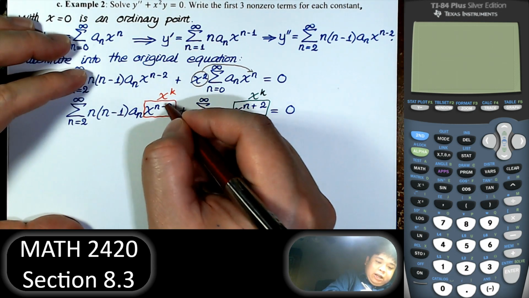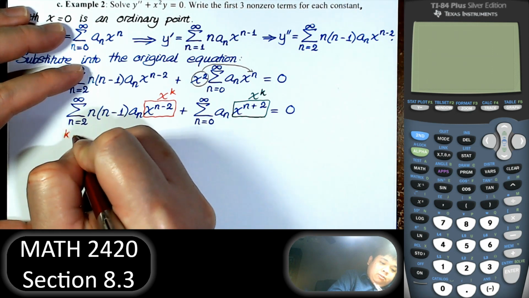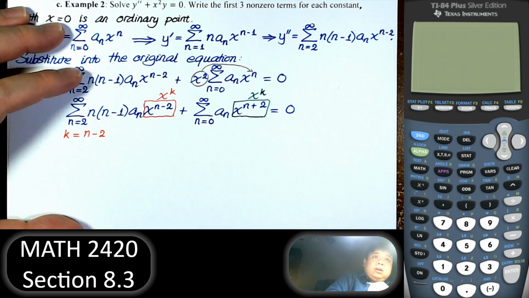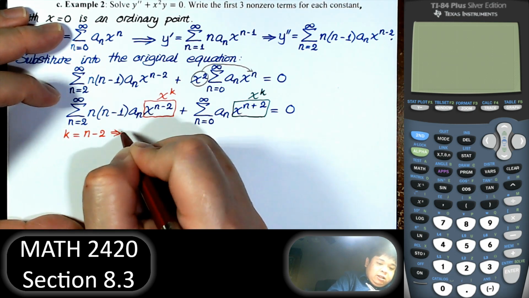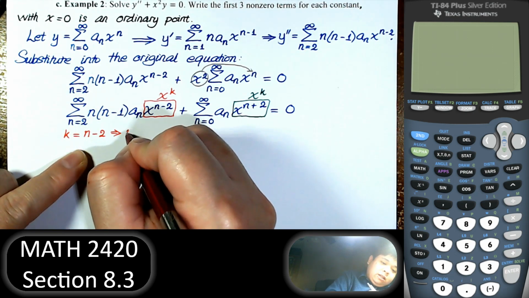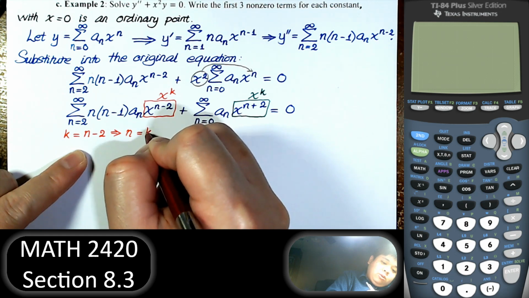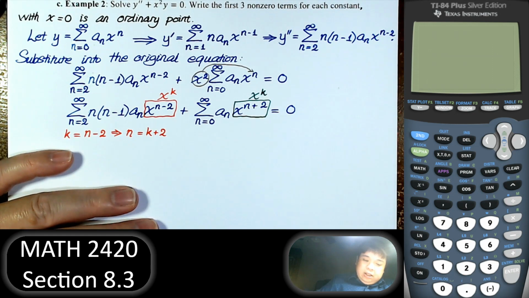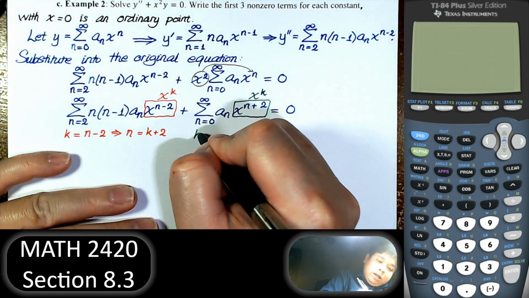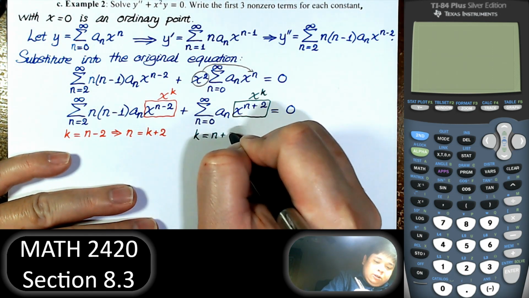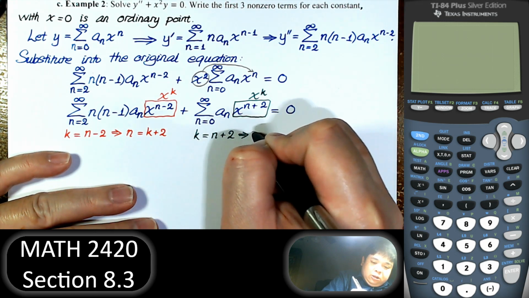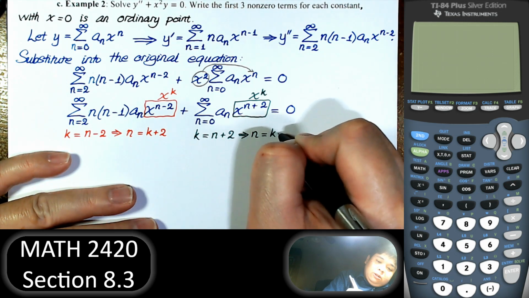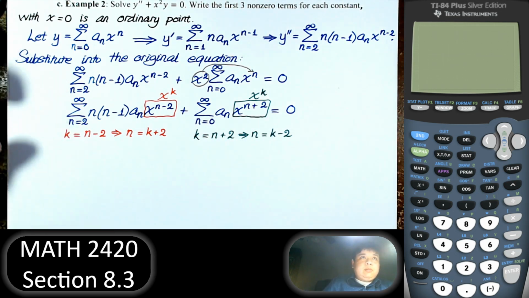Right, so k equal to n minus 2. Of course, if that is the case, plus 2 on both sides, n is equal to k plus 2. On this series, k is equal to n plus 2. So n is equal to k minus 2.